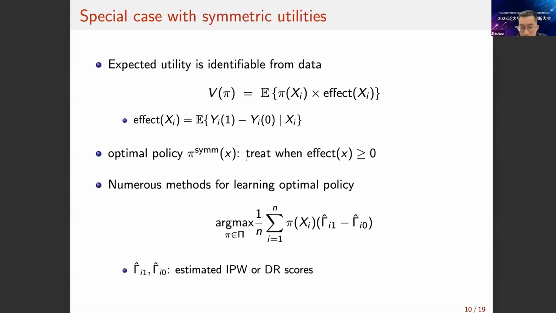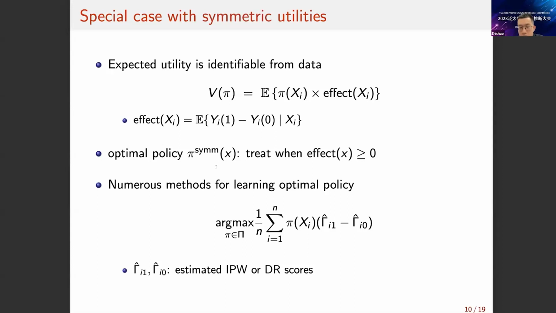Numerous methods have been proposed for learning this optimal policy from the observed data. We can directly estimate the conditional average treatment effect, and the estimated pi sim is then the indicator of whether the estimated effect is non-negative. But this approach relies on the correct modeling of the outcome.